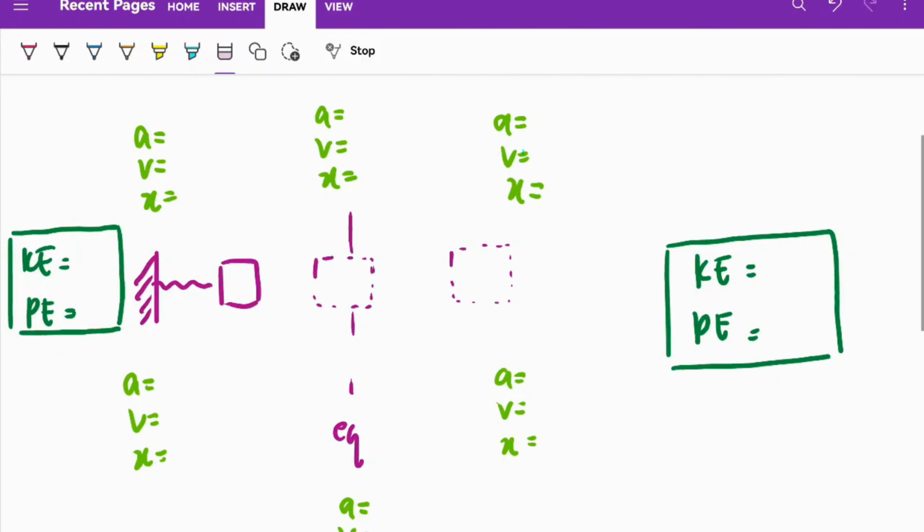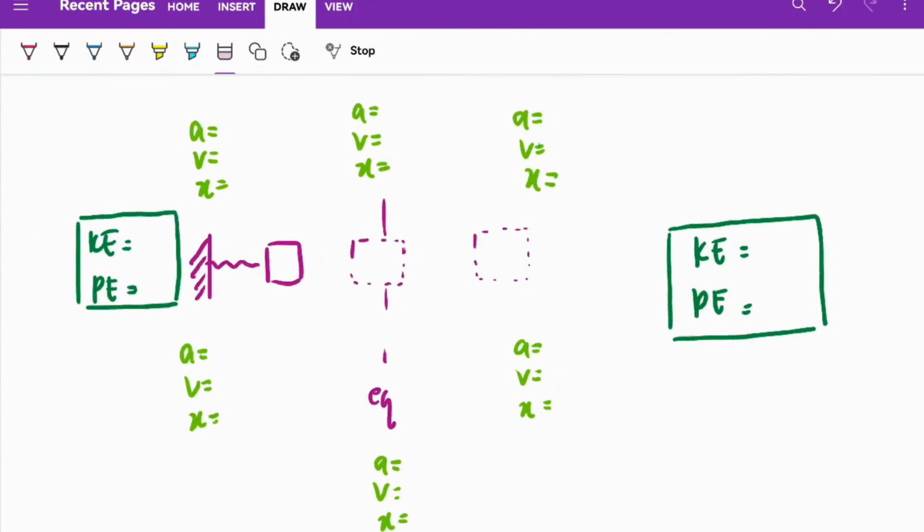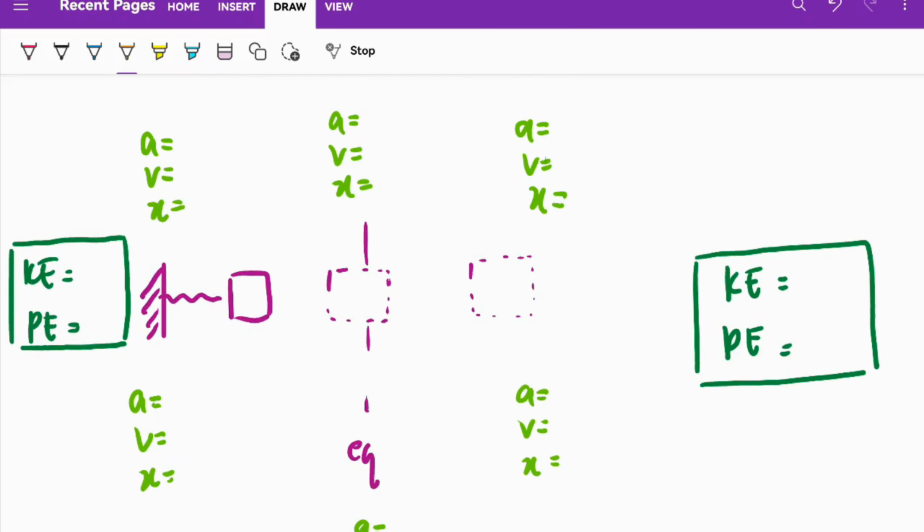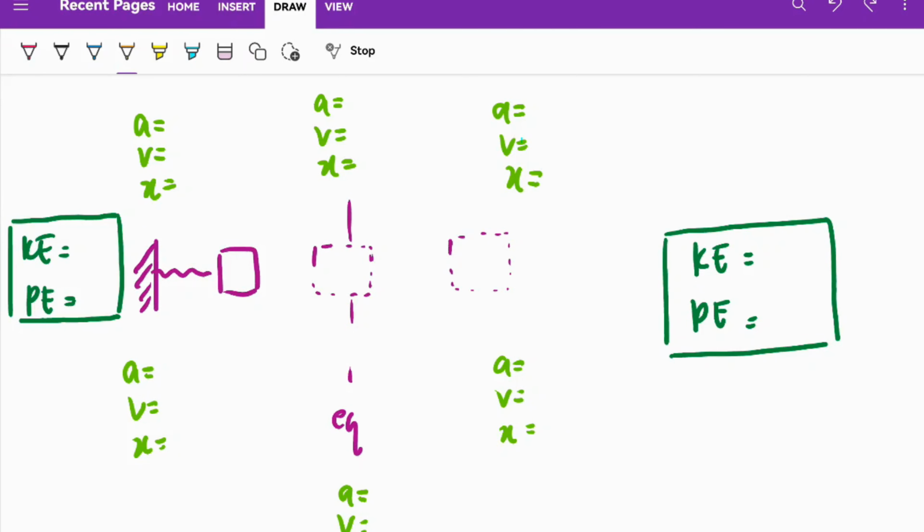Okay, before drawing graphs, I'm going to explain to you using the spring here. As you can see, I've drawn a spring and there are a few things here: A, V, X. I know you might be wondering what they are. So A is acceleration, V is velocity, X is displacement, KE is kinetic energy, PE is potential energy. So what I'm going to do now is explain how acceleration, velocity, displacement, KE and PE behave at each point that I have written them.